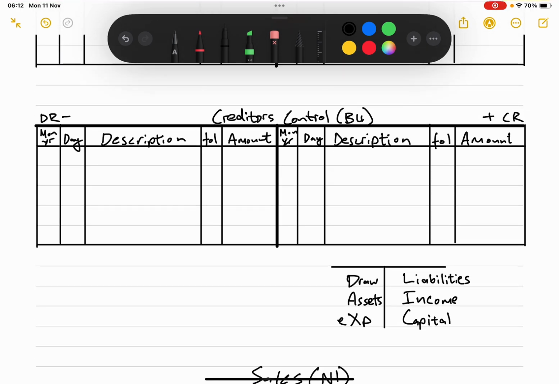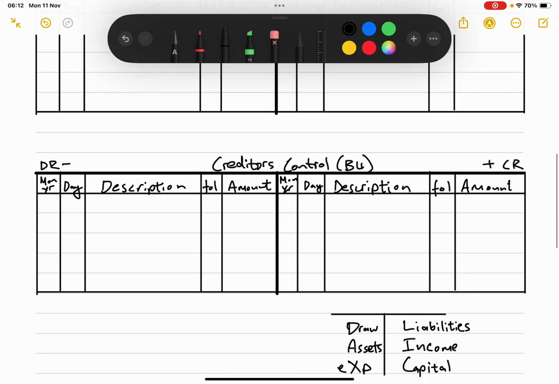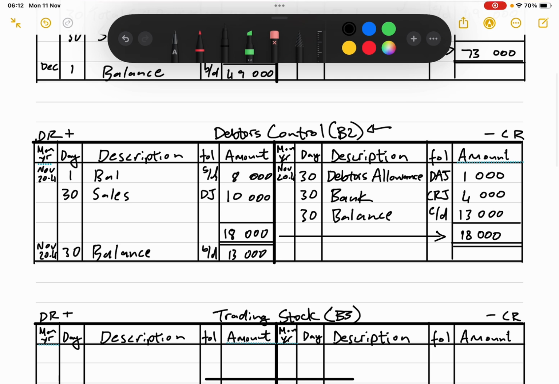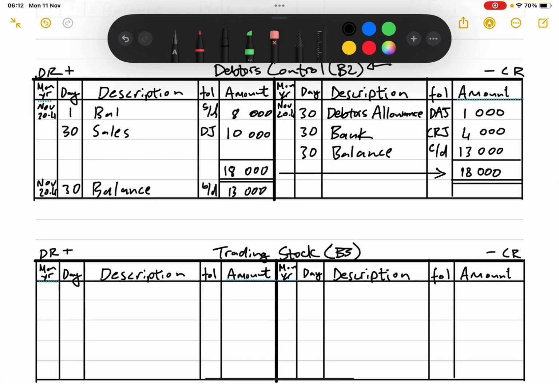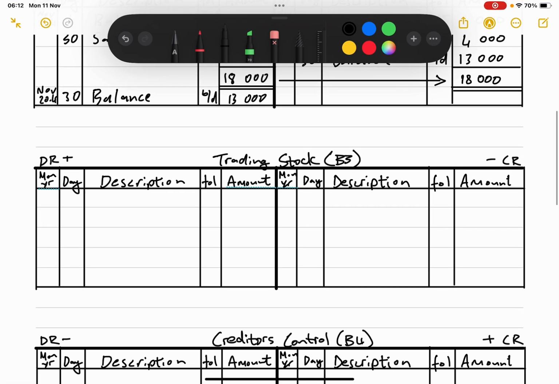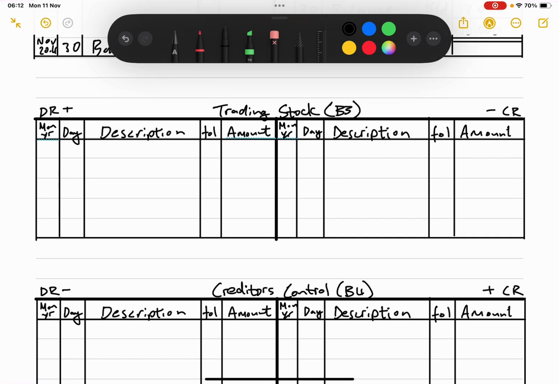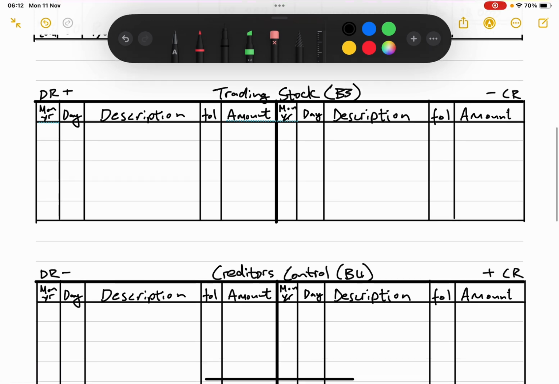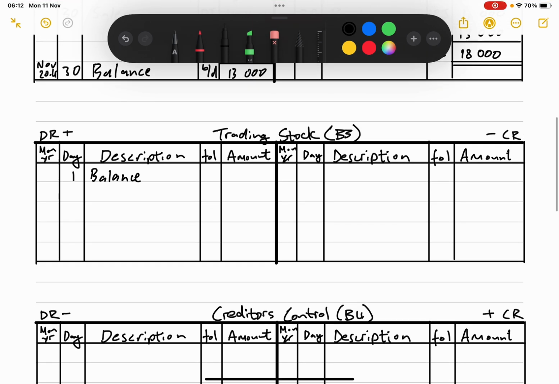Creditors control? Maybe. Debtors control and creditors control are basically like the same thing. You'll see, they're not testing very much. So that's why I don't know if they'll really ask that. But trading stock, I'm warning you, they will ask this 10 times over. Okay, so focus up, lock in. Trading stock, at the beginning of the month, you'll have a balance brought down.